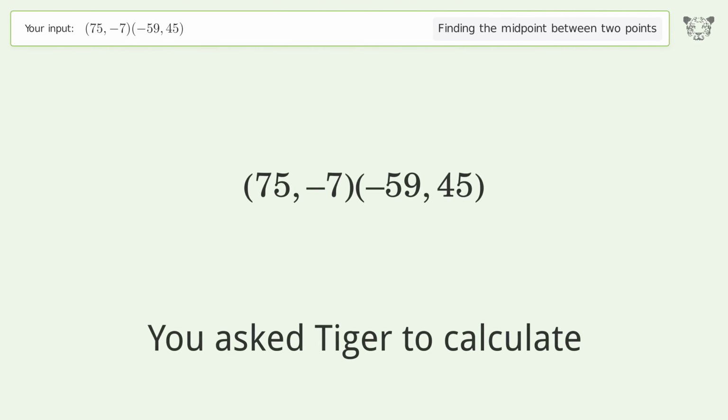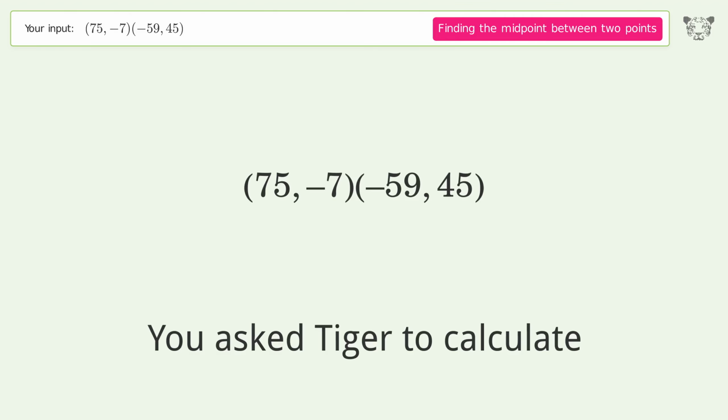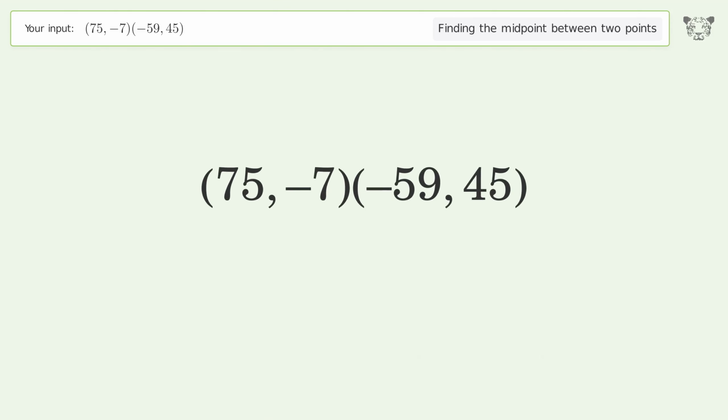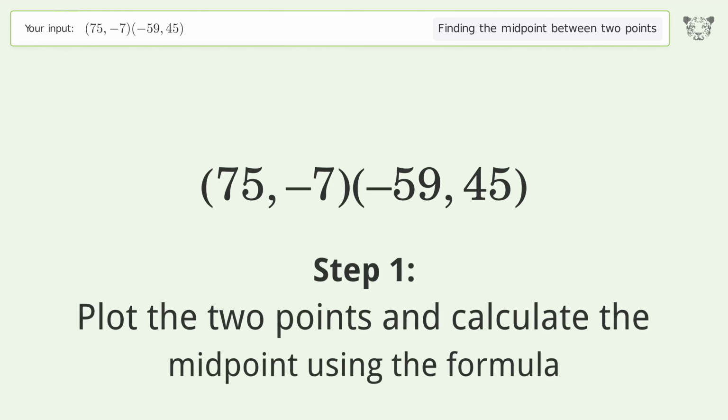You ask Tiger to calculate. This deals with finding the midpoint between 2 points. The midpoint between the 2 points is 8,19. Let's solve it step by step. Plot the 2 points and calculate the midpoint using the formula.